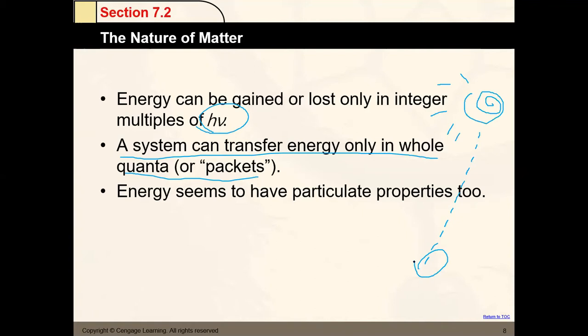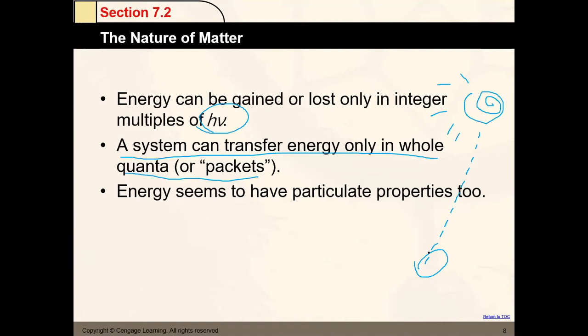Photon, P-H-O-T-O-N, okay? And it moves that way. So it sends pulses of energy. And those pulses were called initially quanta. Quanta is how the energy moves. But if you are talking about light, then that quanta is called a photon. So a photon is a packet of light.